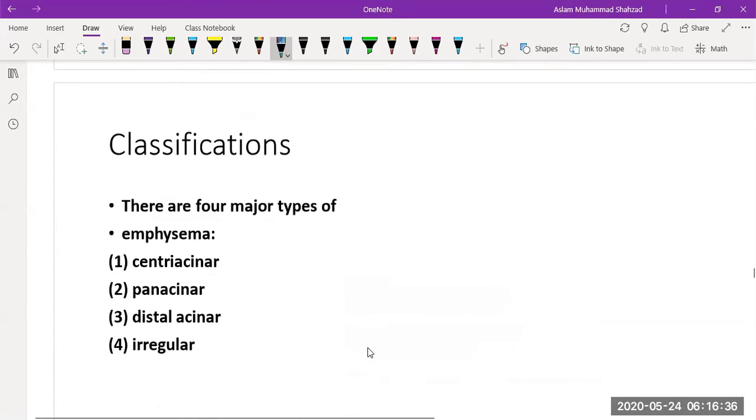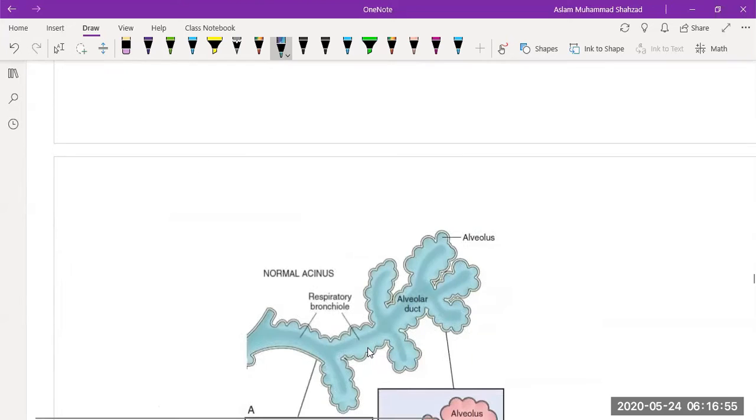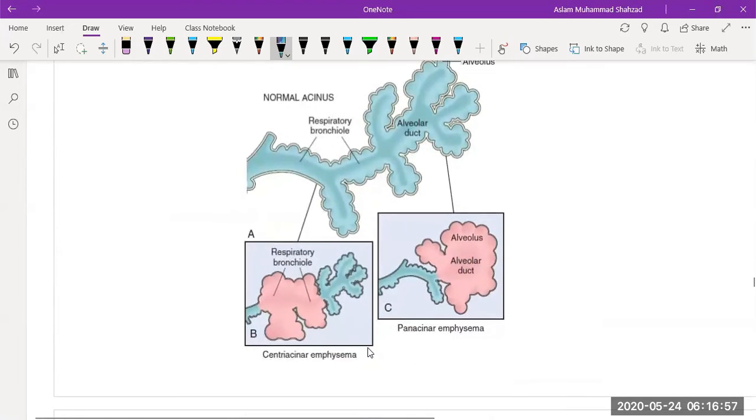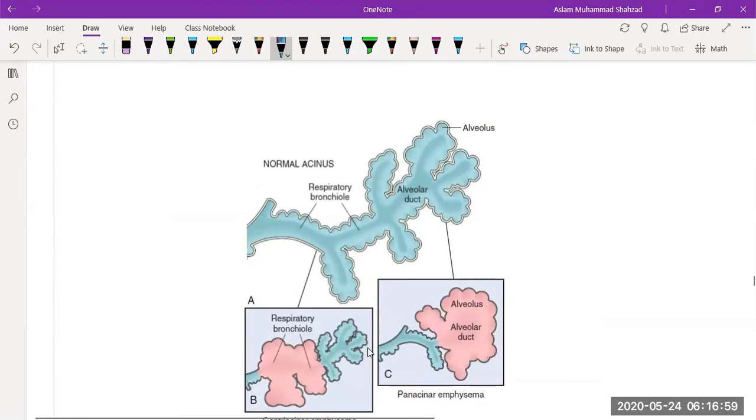How can we classify? We classify them into 4 major types. One is centri acinar, second is panacinar, third is distal acinar, and fourth is irregular acinar. So we classify them into centriacinar, panacinar, distal acinar, and irregular acinar. If you see that, it's the normal acinus that consists of alveolus. These are the alveolar ducts connected to the alveolus, and on the left side is the respiratory bronchiole, RB.